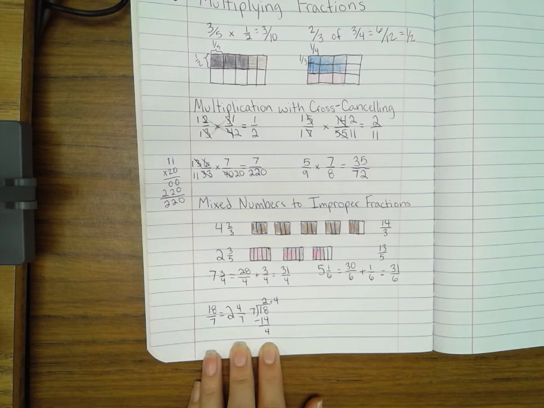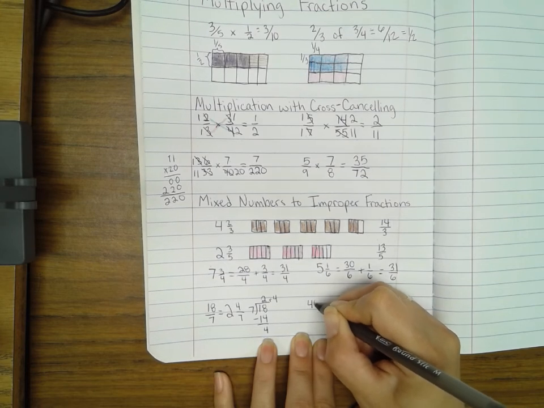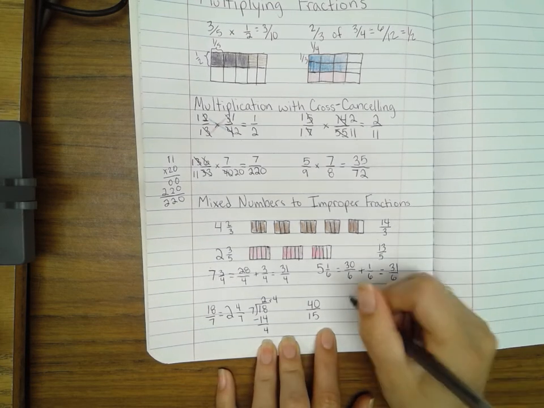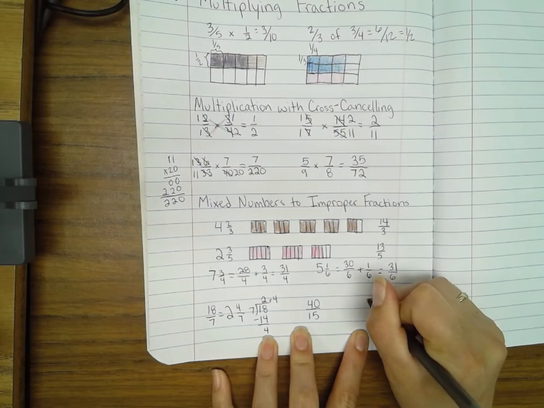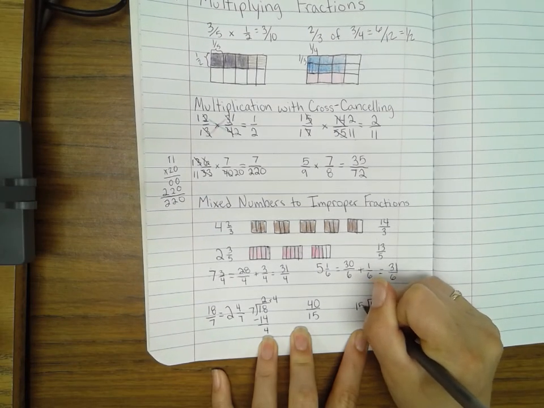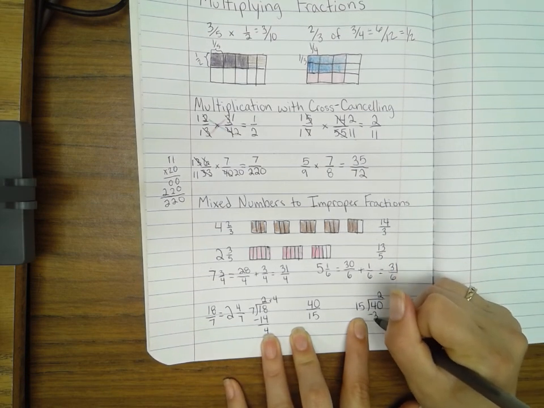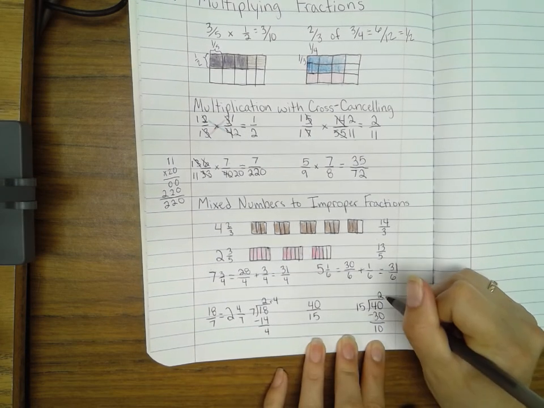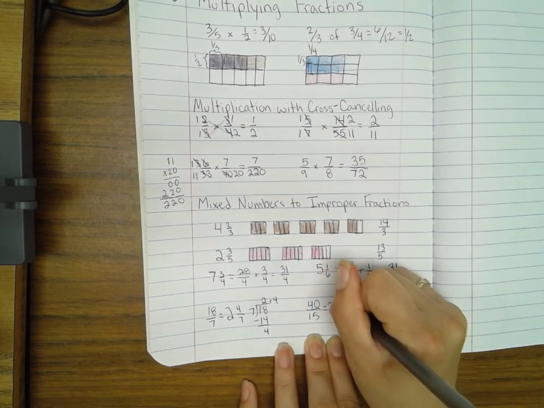Okay, another example. What if I had 40/15? Let's try that. Okay, it's just a division problem, so let's put 40 inside the division box because it's my numerator, or my dividend. I'm going to divide it by 15. Okay, 15 times 2 gives me 30. So minus 30. There's my 2 whole units. And I'm still left with 10 pieces left over. So remainder 10. So this is the same as 2 and 10/15.